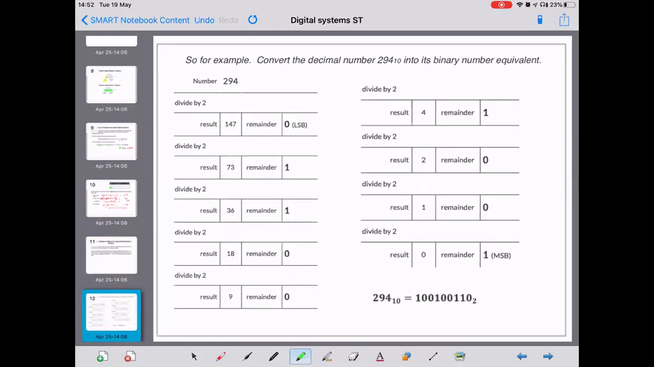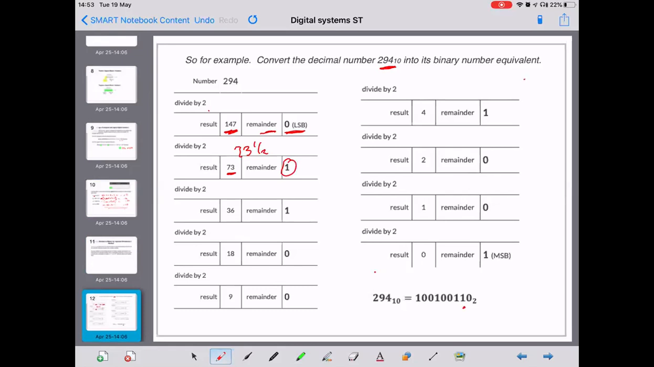So, for example, if we've got the decimal number 294 base 10, we want to make it a binary equivalent. We start off by dividing by 2. And because that's an even number, we get no remainder, so the least significant bit is 0. Now we take this result here, 147, and divide that by 2. We get 73. In fact, on your calculator you'll get 73.5. You've got a remainder 1. So that's your second digit there.